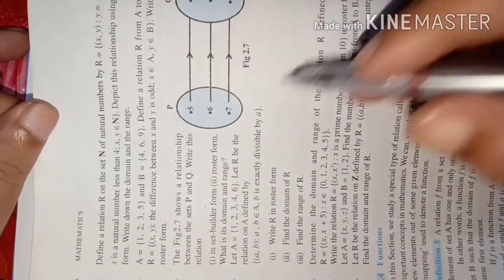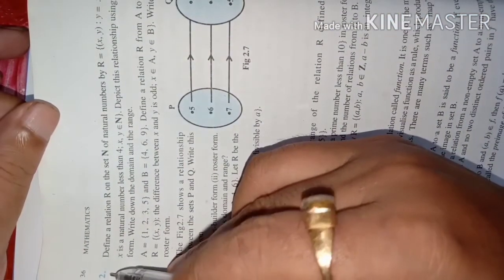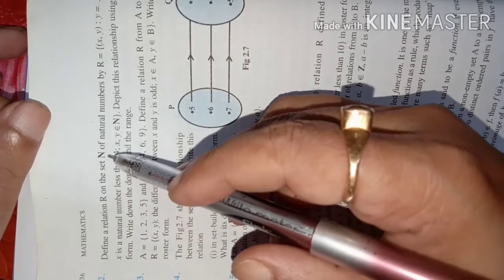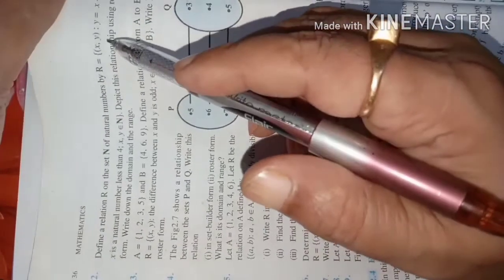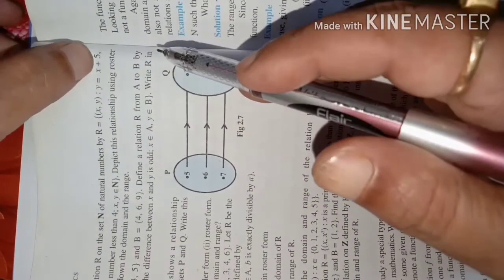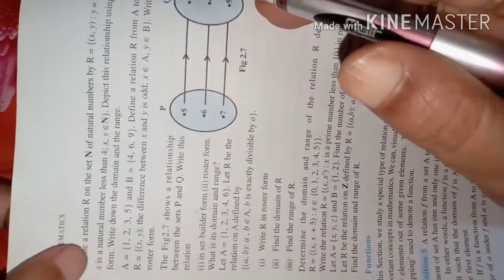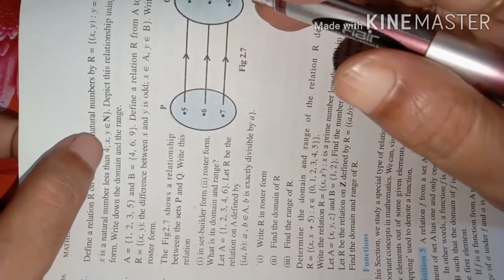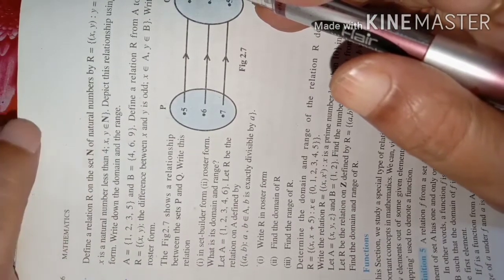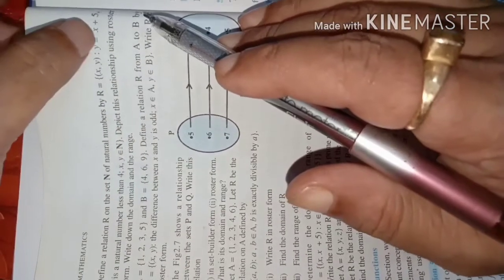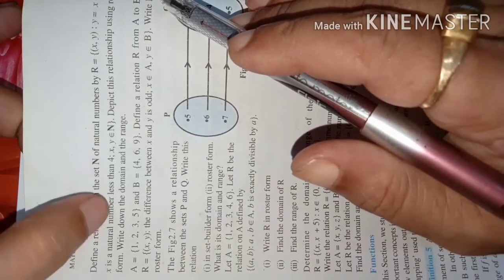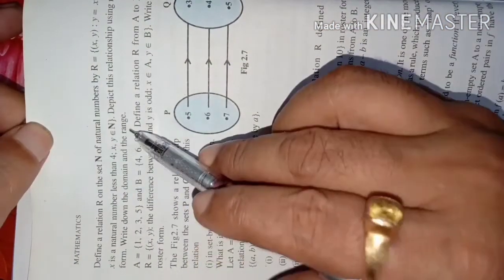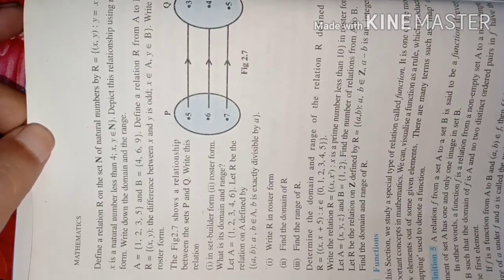So students, let us take question number 2. Define a relation R on the set N, where N is the set of natural numbers, by R equal to {(x, y)} such that y equal to x plus 5, where x is a natural number less than 4, and x and y are both natural numbers. So y must be equal to x plus 5. x will be less than 4, meaning 1, 2, 3. Okay students, write down the domain and range. Depict this relationship using the roster form.